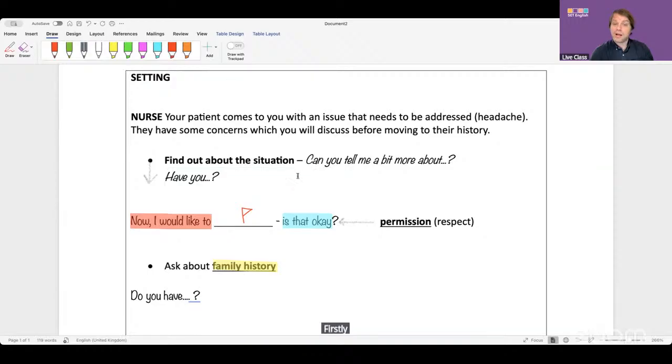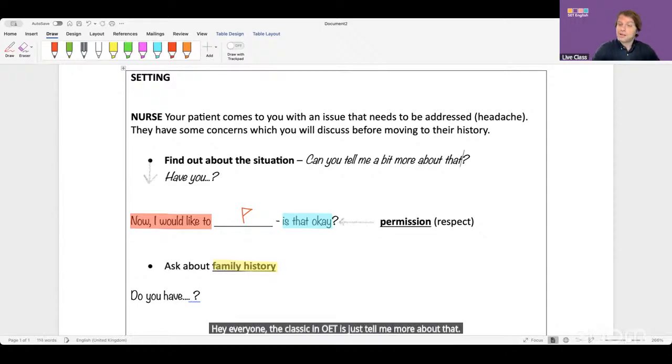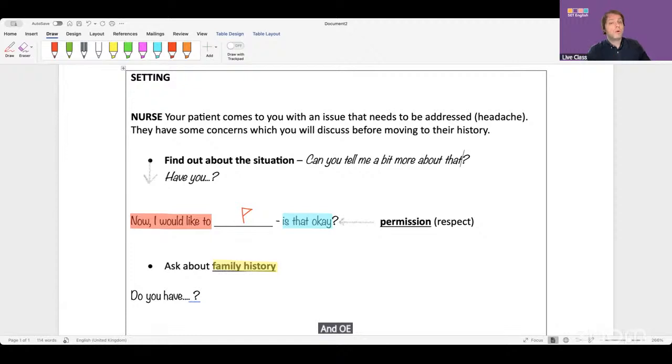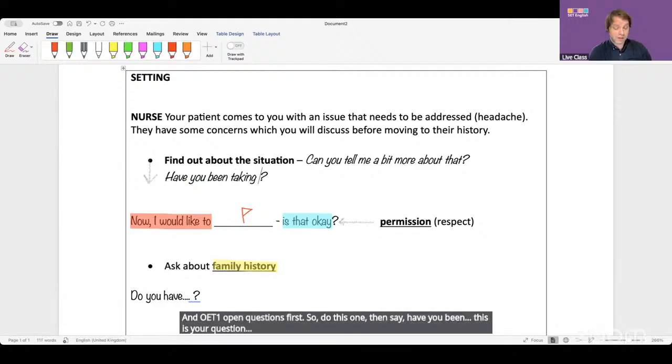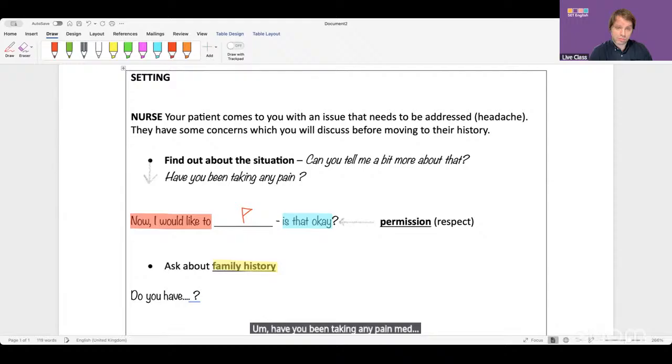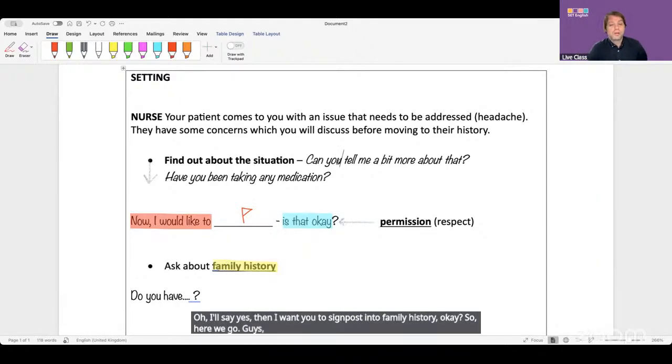Okay. Firstly, everyone, the classic in OET is just, tell me more about that. It's an open question. You can say the same thing for any situation. And OET want open questions first. So do this one, then say, have you been taking any pain medication? Or any medication? I'll say no, or I'll say yes. Then I want you to signpost into family history. Okay. So here we go. Guys, listen to this. 3, 2, 1.